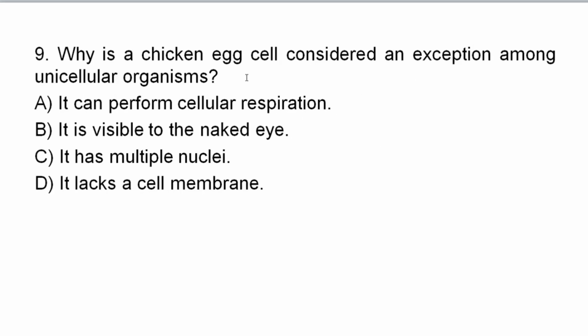Good. Question number 9. Why is a chicken egg cell considered an exception among unicellular organisms? A. It can perform cellular respiration. B. It is visible to the naked eye. C. It has multiple nuclei. D. It lacks a cell membrane. Yes? So which one is the correct answer from the given alternatives? Why are chicken cells exceptional?